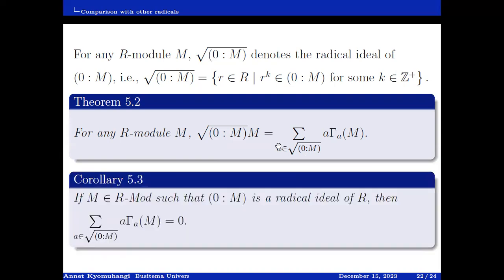And in case this 0_M is actually its radical ideal, in other words, if we have this equal to what is under, then taking the product of it with M, we find that this is equal to 0, and hence we find that Λ_Γ_a(M) is equal to 0, meaning that our module will be reduced with respect to these elements from the radical ideal.